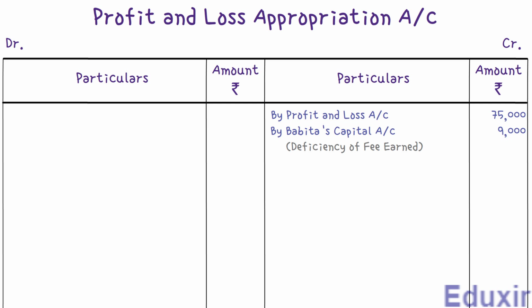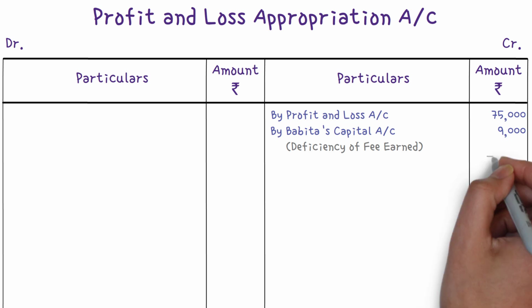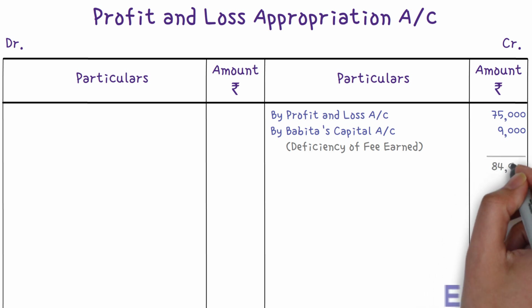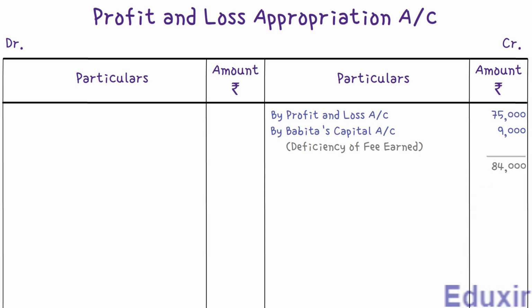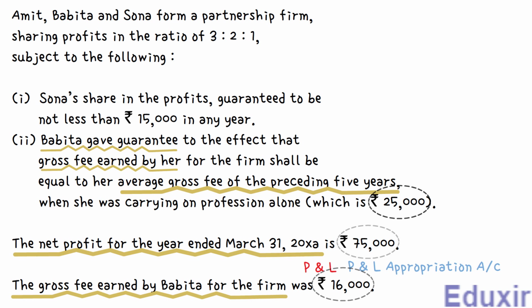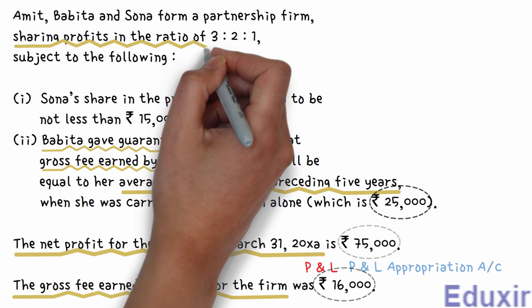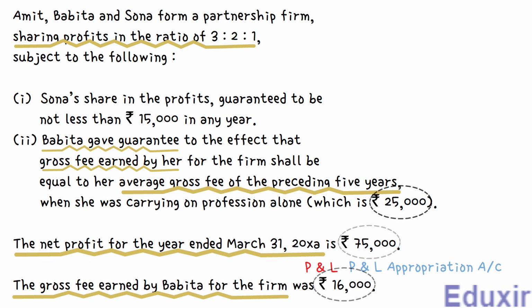Now, as there are no other appropriations to be considered, let's proceed to calculate the total distributable profit and then distribute it. Now, there are no other entries on the debit side and the total on the credit side is 84,000 rupees. Now, as there are no other entries on the debit side, this total on the credit side is the total distributable profit and should be distributed among the partners. But the question is, in what ratio? Now, it is given in the problem that the partners share their profit in the ratio 3:2:1. Let us now calculate the share of the net profit for each partner as per this ratio.